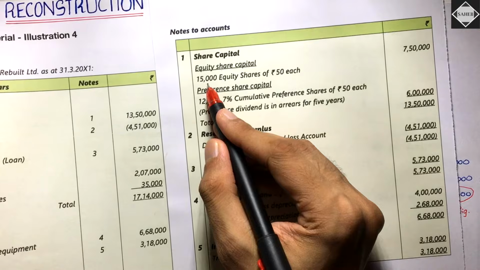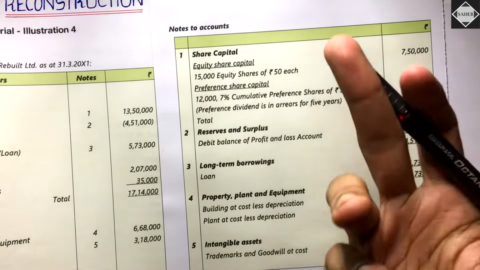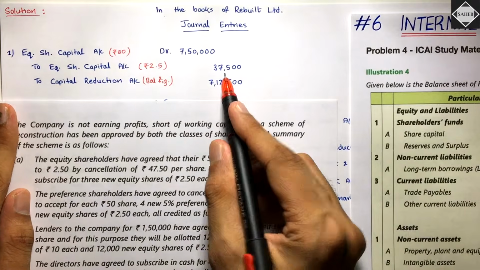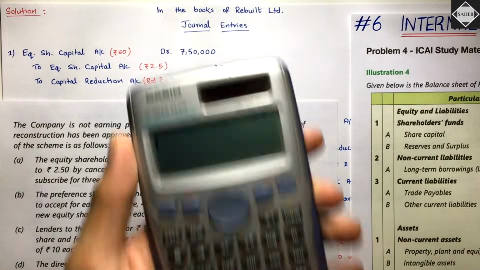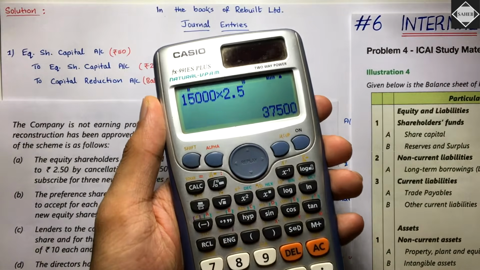The number of shares is 15,000 only. So 15,000 into not 50 rupees, but 2.5, the new face value. So 15,000 into 2.5 is equal to 37,500.